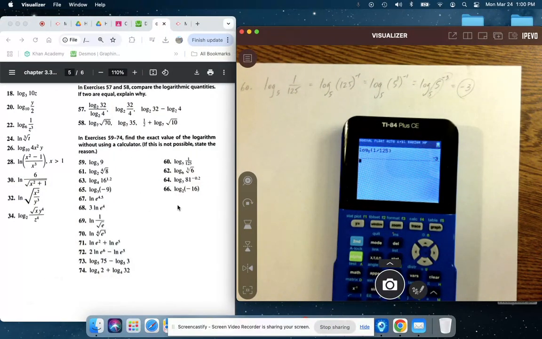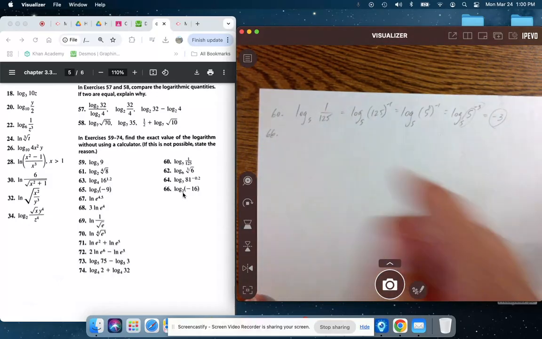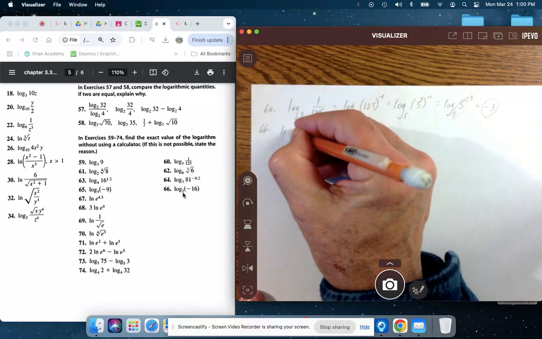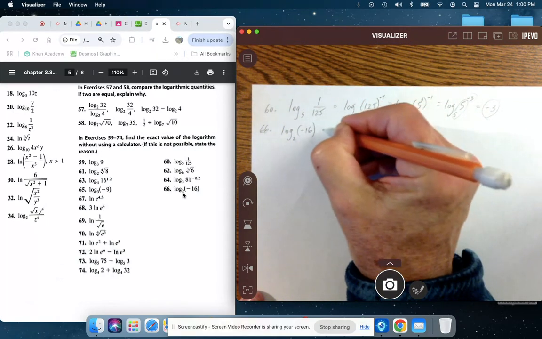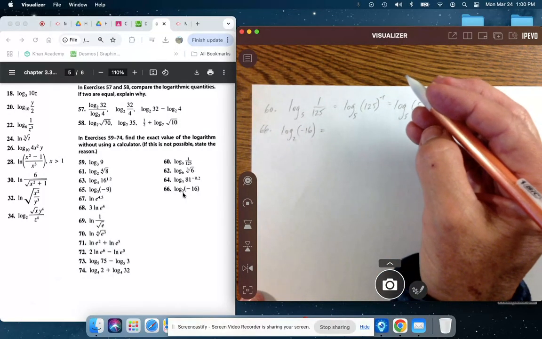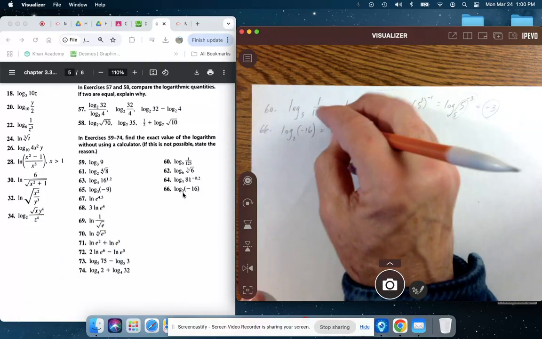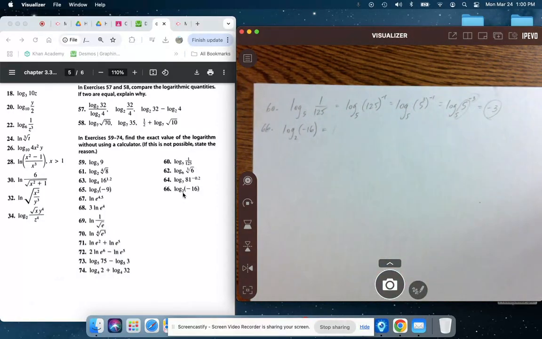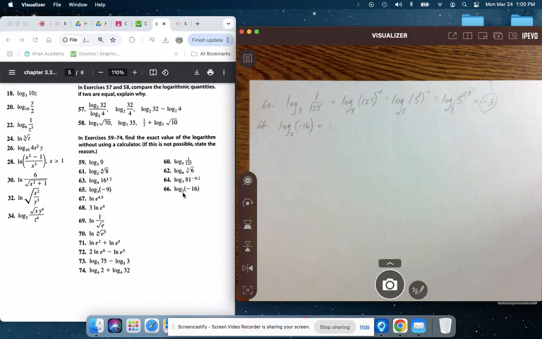Okay, let's look at 66. 66 is log base 2 of -16. Right, so now I know -16 is 2 to the 4th. So log, what do I want to do with that negative? I'm trying to think. I don't think this is possible because you can't take the log of a negative.